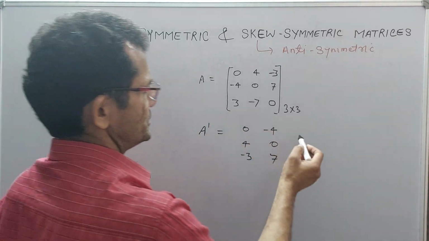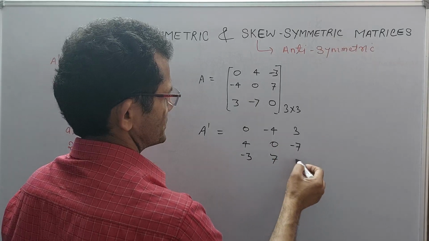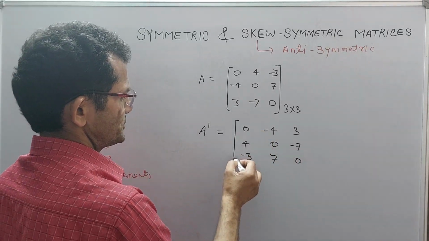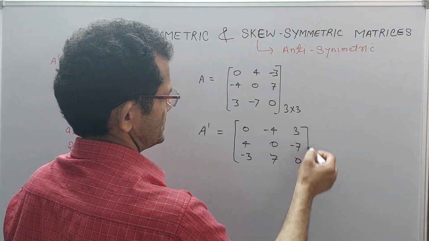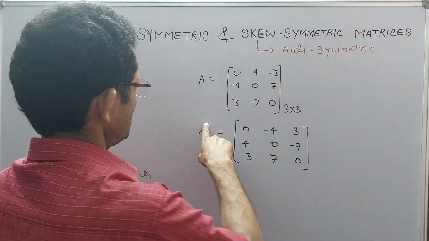Third row, this is a 3, minus 7, 3 minus 7 and 0. This is our third row. So look here and compare with A dash, with A.